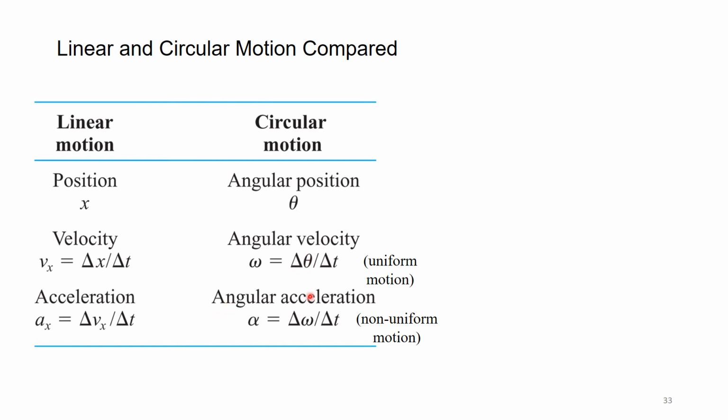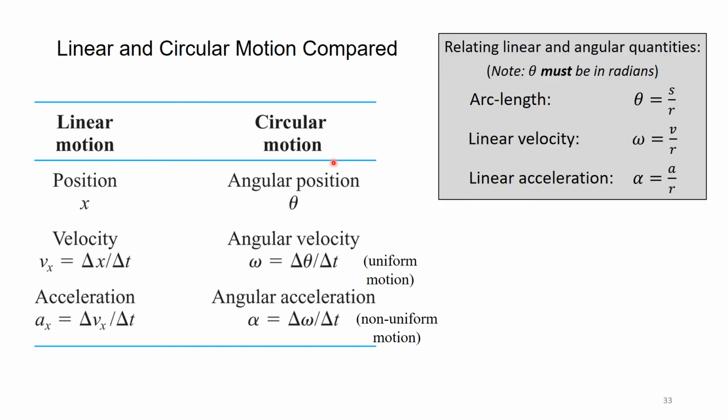And then for angular acceleration, you have the symbol alpha, and it gives you the rate of change of the angular velocity. Okay, so three corresponding quantities: angular position, angular velocity, and angular acceleration to correspond to the linear quantities. Okay, now how do we convert from linear to angular quantities? Okay, and here are some simple rules.